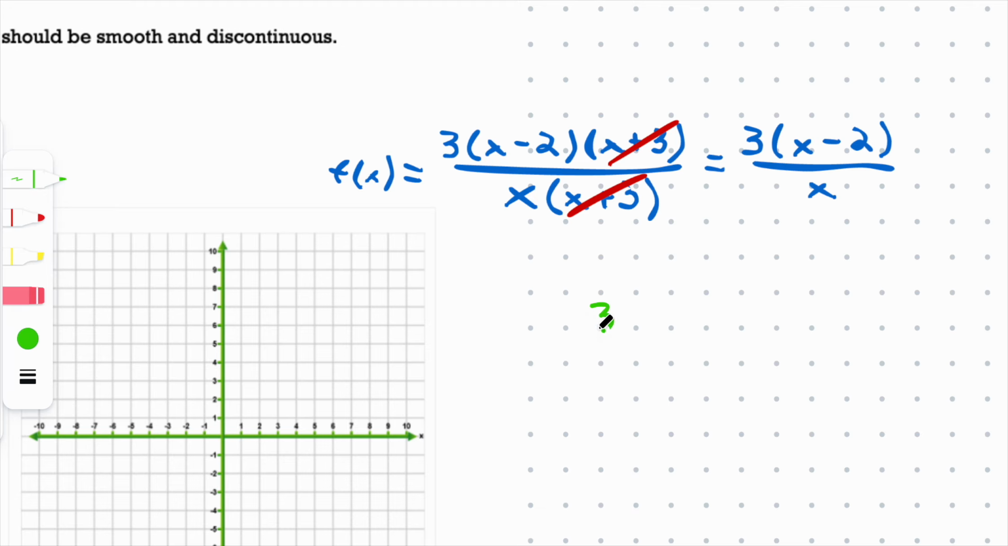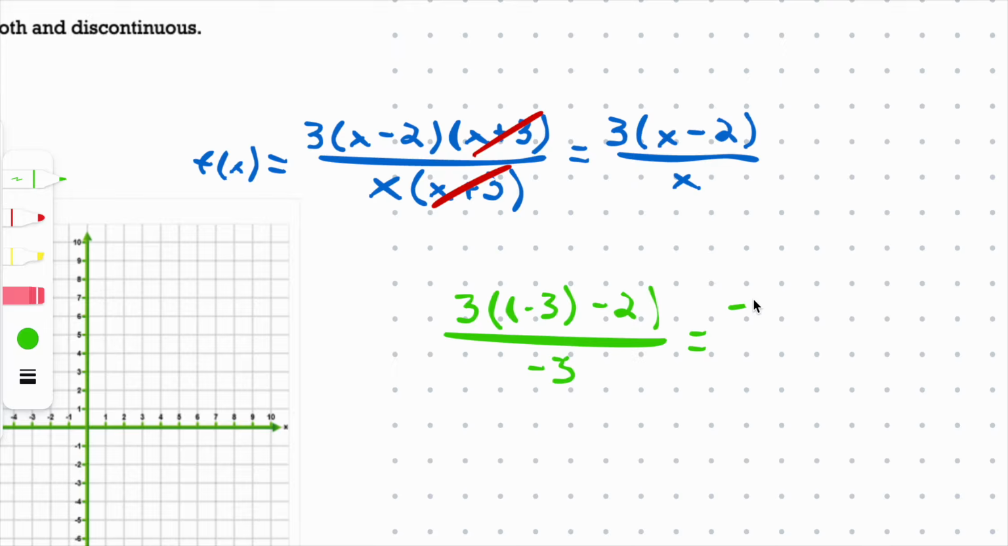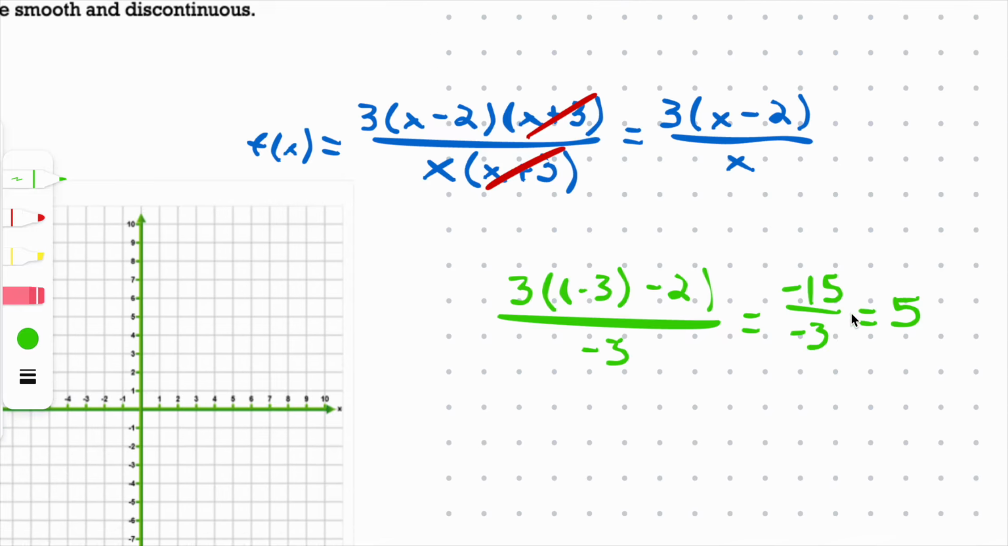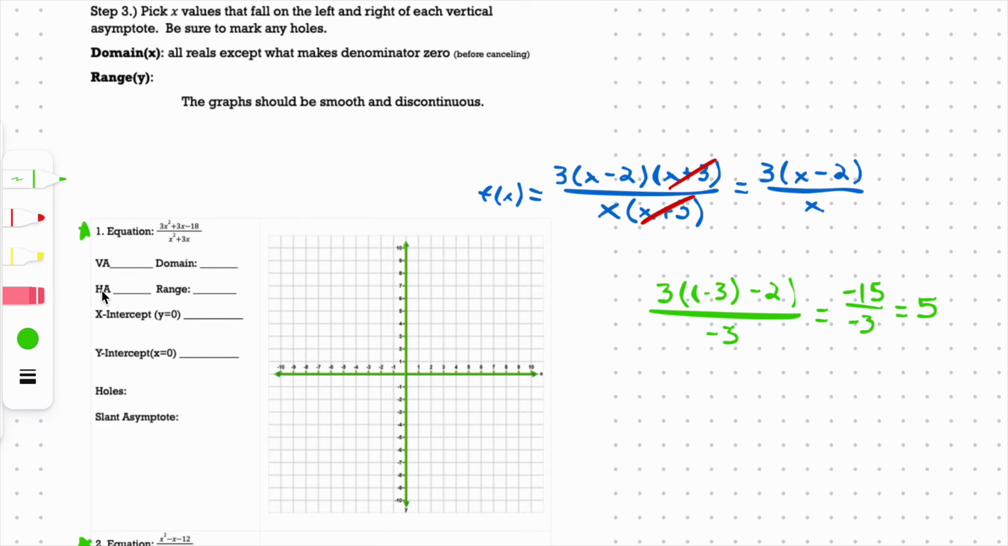But say we just plug in -3 for x. We're going to get, let me put this in. Well, -3 minus 2 is -5. So 3 times -5 is -15. And then this is going to be over -3. And so -15 over -3 is just going to be +5. So that's going to be our y value. So essentially I'm going to say a hole right now. I'm going to put this in blue. I'm going to say our hole is at -3, 5.